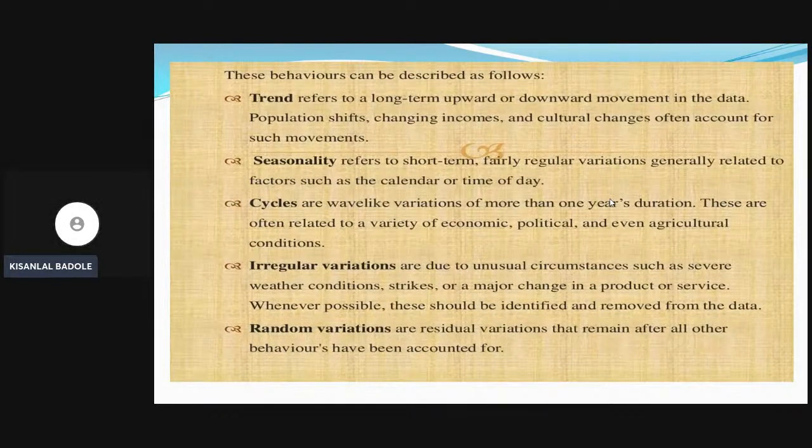This variation can be described as follows: trend, seasonality, cycle, irregular variations, as well as random variation. These are the behaviors. Trends refer to long-term upward and downward movement of the data. Population shifts, changing incomes, and changing tastes account for the movement. Seasonality refers to certain fairly regular variation generally related to factors such as the calendar, time of day, week, or cycle, as well as irregular variations and random variations.